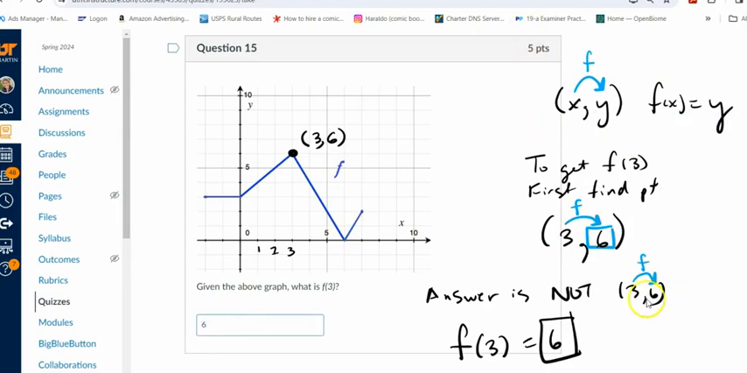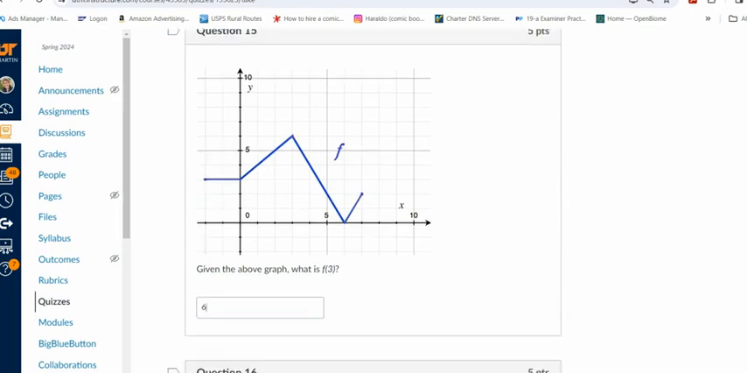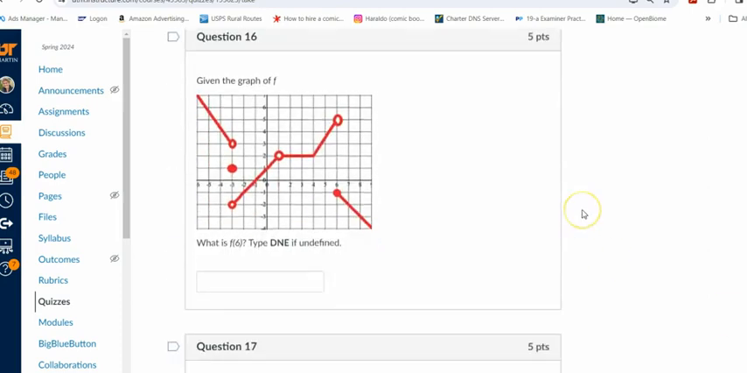And there's no way you would have gotten WebWork answers correct if you had given the point (3, 6) as your answer. That would not have happened. It would have been marked wrong, and you would have had to go back and adjust. Okay, now what is f evaluated at 6?